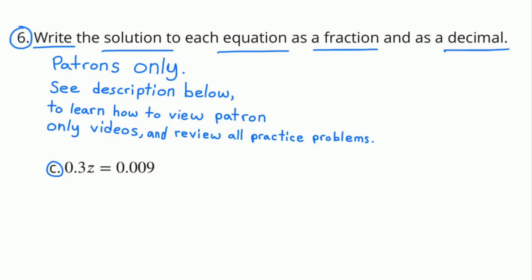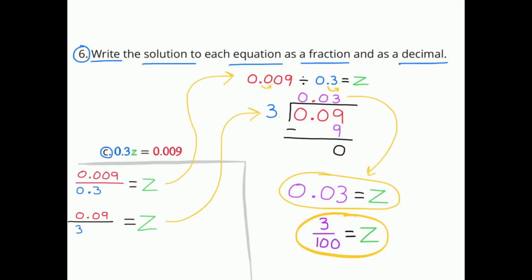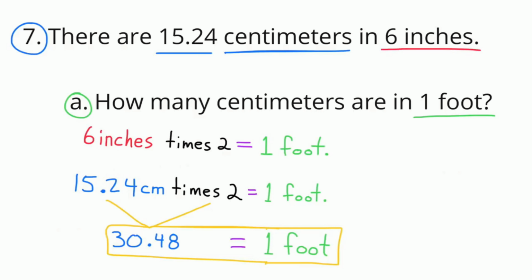C. 3/10 z equals 9/1000. That can be rewritten as 9/1000 divided by 3/10 equals z. And 9/1000 divided by 3/10 is the same as 9/100 divided by 3. And 9/100 divided by 3 is 3/100. So z equals 3/100. As a fraction, it would be 3 over 100, and as a decimal, 3/100 would be 0.03.